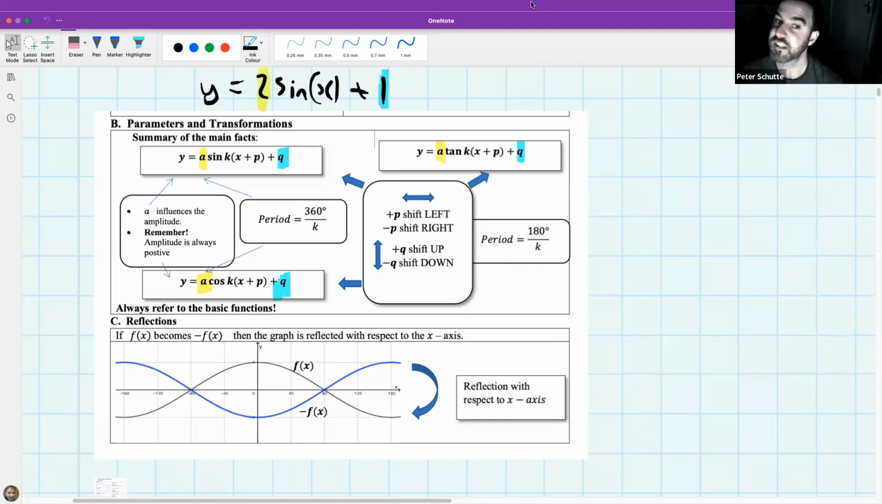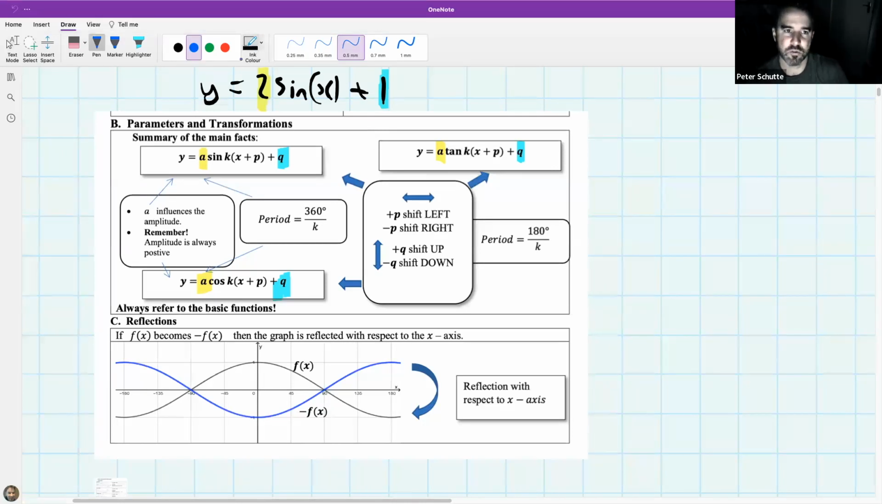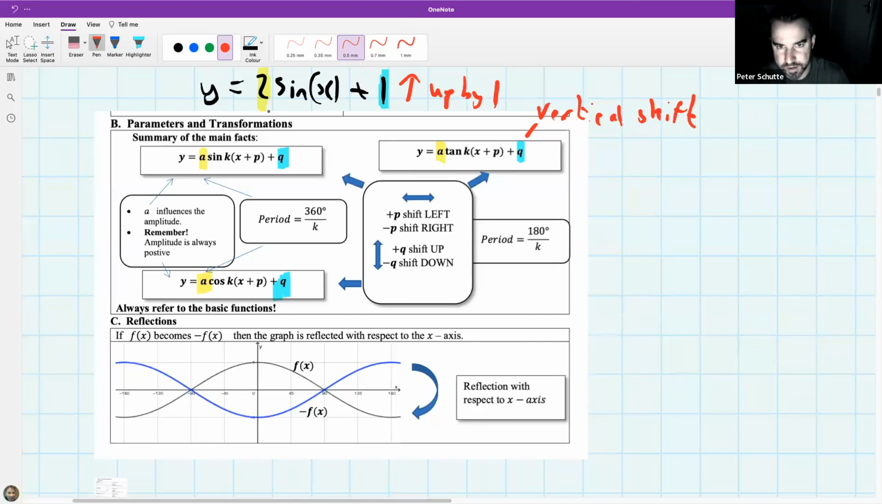So Q doesn't affect the amplitude. This +1 is what we call a vertical shift. What this does is it moves the whole graph up by 1, whereas the 2 over here stretches the whole graph up and down by 2. And we'll talk about that a little bit more later in the lesson.